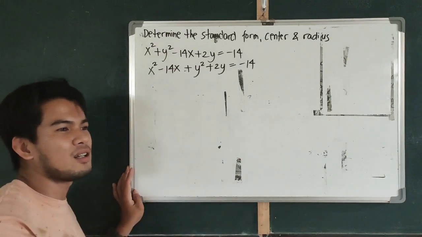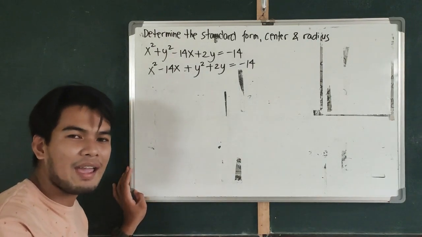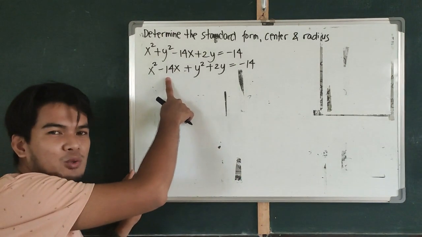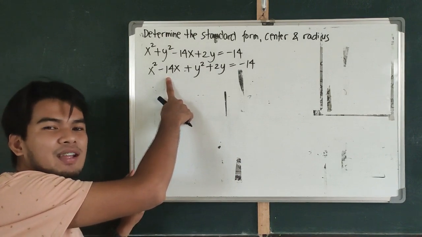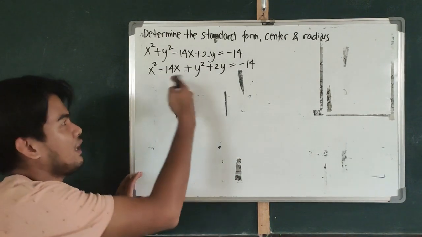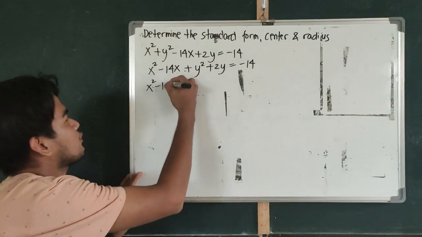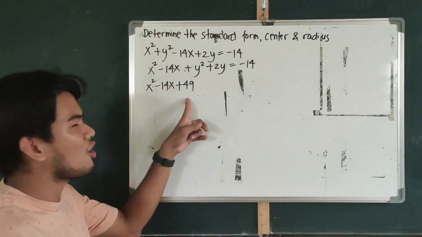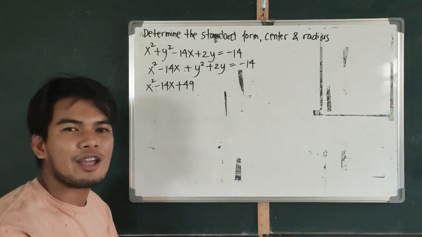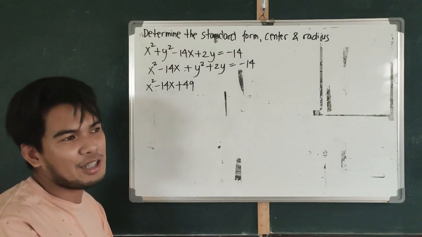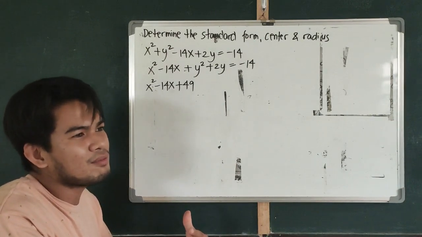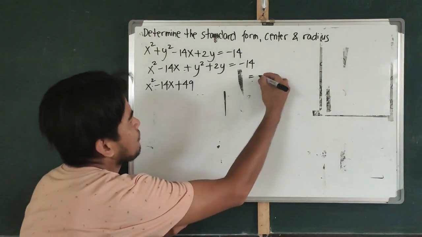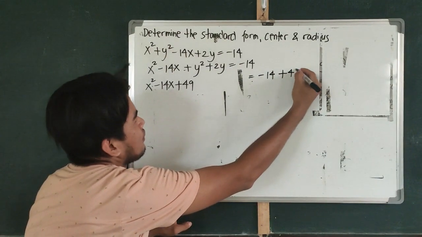After obtaining the half of the coefficient of x, i-square naman natin siya. Negative 7 times negative 7 is positive 49. So this will be x squared minus 14x plus 49. So kapag nag-add tayo dito, make sure na mag-add din tayo doon sa kabila. Okay? Kasi kapag ginawa mo yan, para ka lang din nagdagdag ng 0. Parang wala ka din dinagdag. This will be negative 14 plus 49.